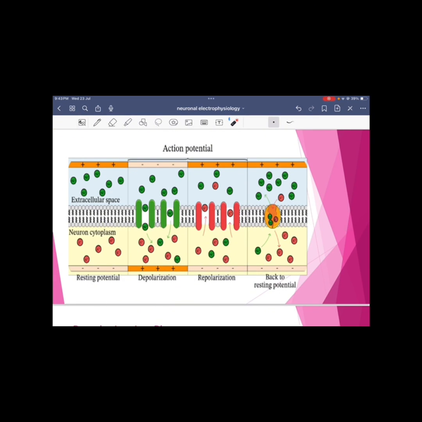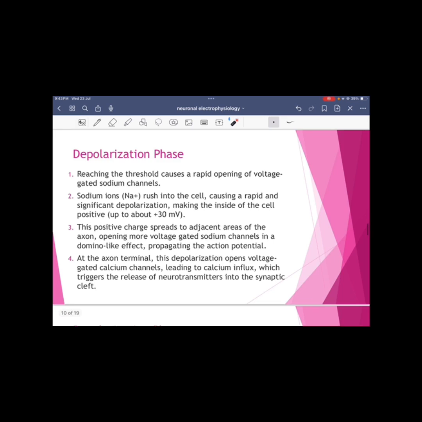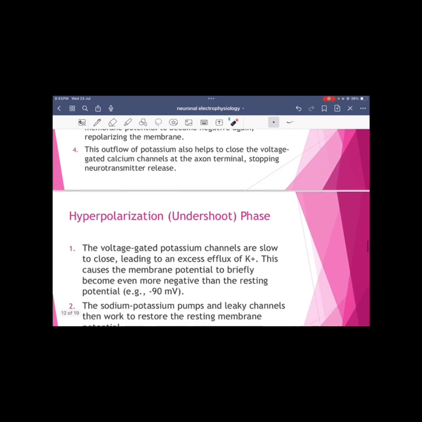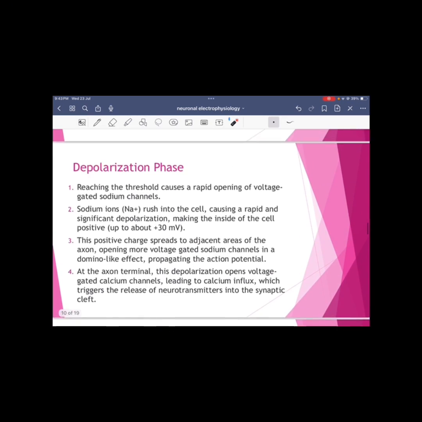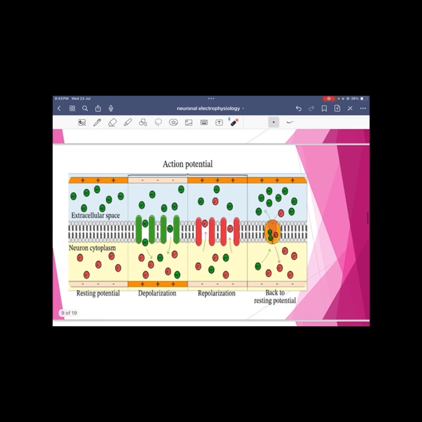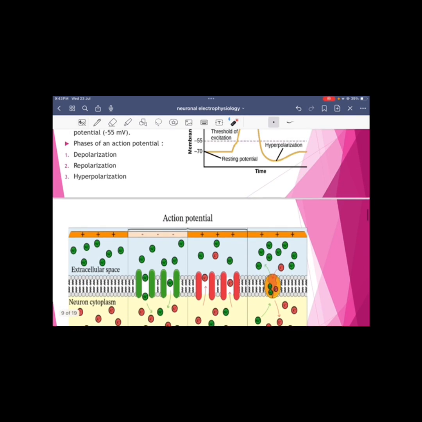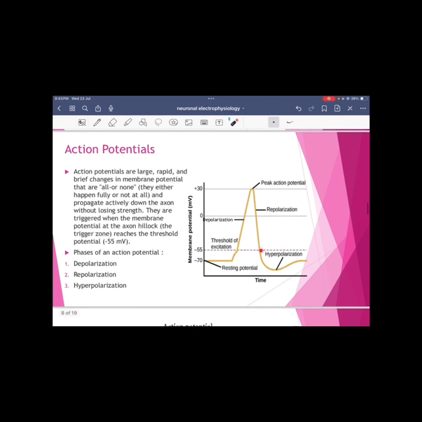All of this that I'm saying is written here, so don't worry. Everything that happens in the phases. Now we have the repolarization phase. We talked about it. After the repolarization, we will have what is called hyperpolarization. Hyperpolarization, it's here. What happens during hyperpolarization?